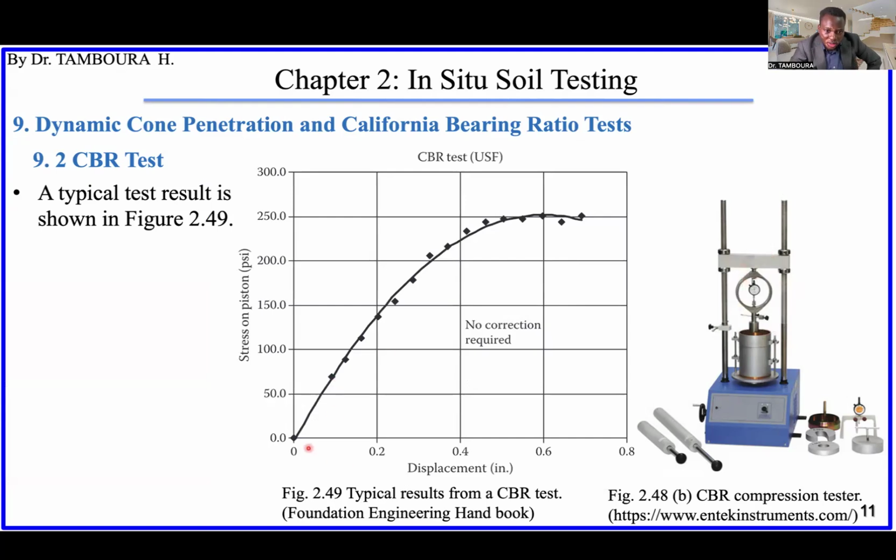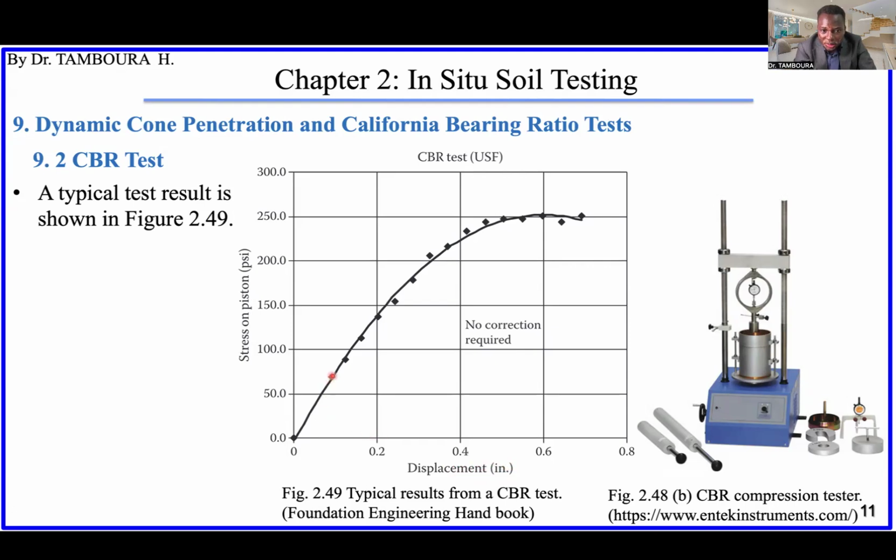So here is a typical result from this CBR test. You can see here, penetration is here. The penetration rate is not changed, but the penetration depth is written here. You keep the same penetration rate. For each displacement, for each penetration, you check the corresponding pressure, or stress. Stress here is in pounds per square inch. You can convert this to kilopascals if you want, and the inches you can also convert to millimeters if you want.